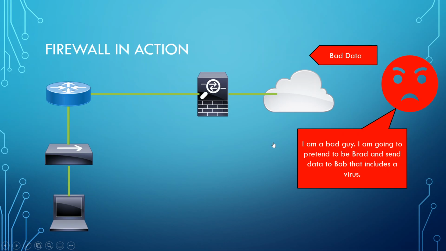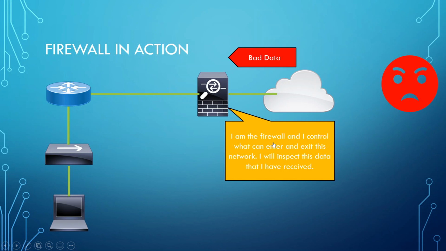I'm going to send Bob an email, but this email is going to have a virus attached to it, so that when Bob opens up this email, it's going to infect his computer with ransomware, and I'll be able to make loads of money out of Bob. So in this case, this bad guy, he's somewhere out on the internet. He sends this data, this email. This email is going to go through all the internet, etc., and finally arrive at the edge of our network. Now, again, the firewall is going to intercept this because it sits at the edge.